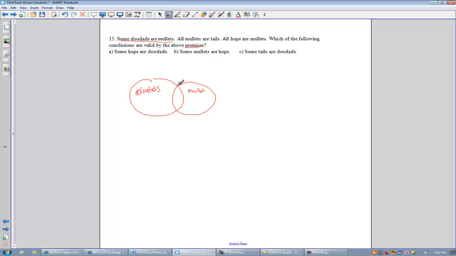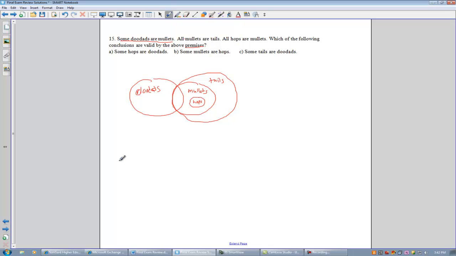All mullets are tails, and so what I need to do here is include the entire mullet circle, all the way around, including this piece here. The entire mullet circle is in tails, because all mullets are tails, so mullets must fall inside the tail circle. And then all hops are mullets, so to express that idea, I can draw a hop circle inside of the mullets circle. So now all hops, yes, are mullets.